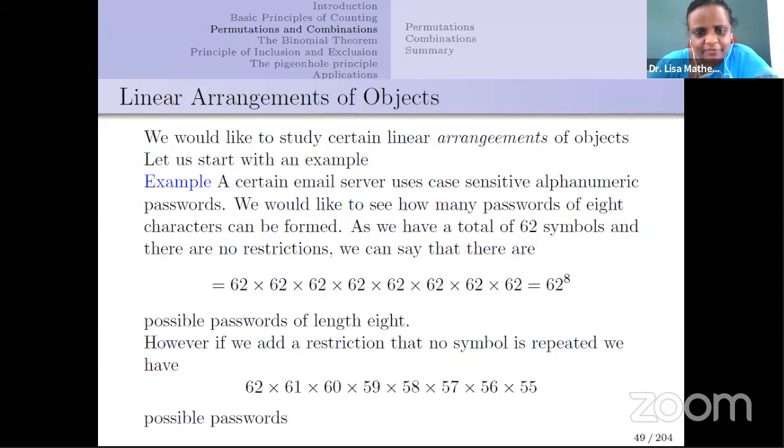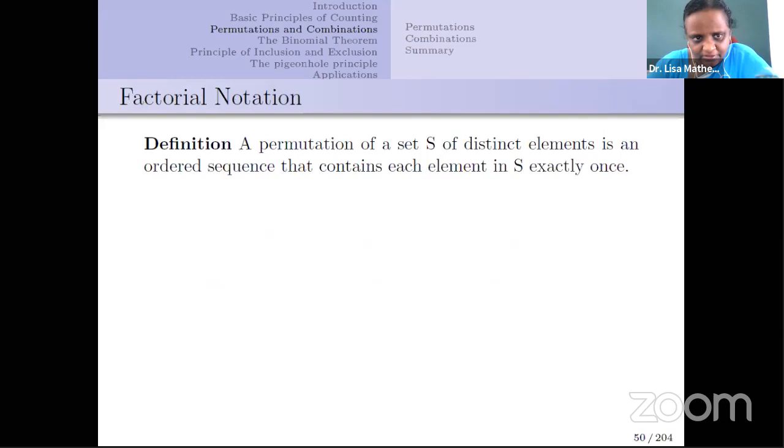So totally the number of possible passwords is 62 into 61 up to 55. Now this is basically what I mean by an arrangement. This is how I find the number of arrangements. So let me define the factorial notation.